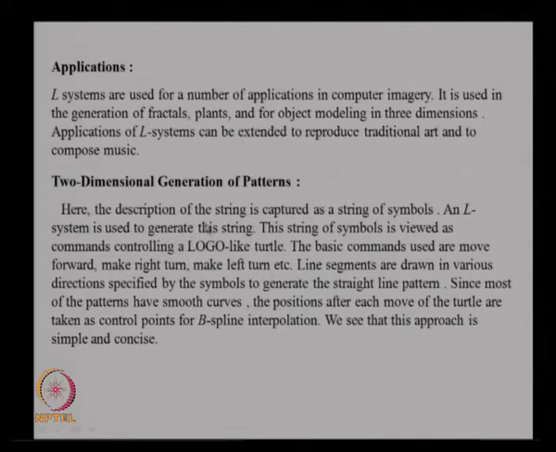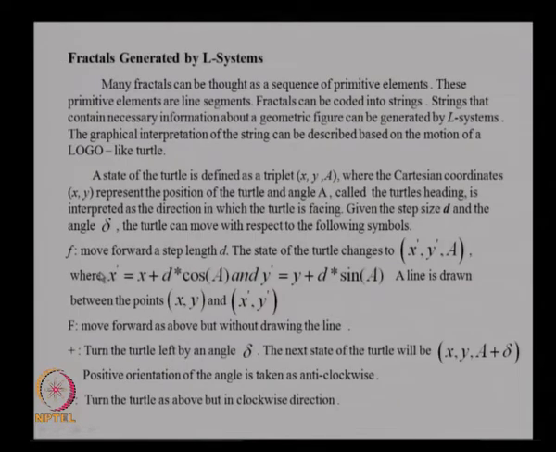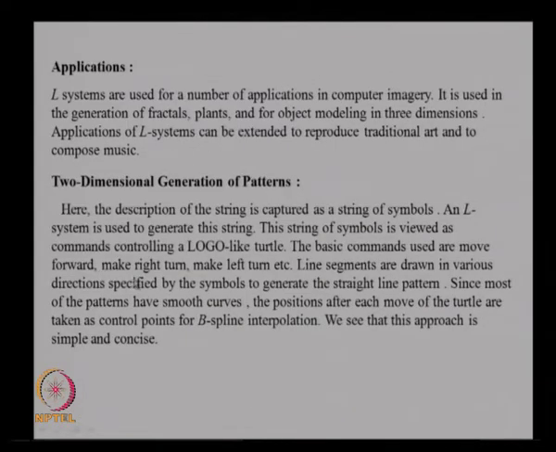Now, the description is captured as a string of symbols. An L system is used to generate the string, and then the string of symbols is viewed as commands controlling a logo-like turtle. You can have a 2-dimensional or 3-dimensional turtle. The basic commands used are move forward by drawing a line, make a right turn, make a left turn, etc. Line segments are drawn in various directions specified by the symbols to generate the straight line pattern.